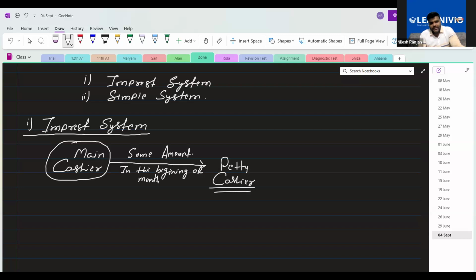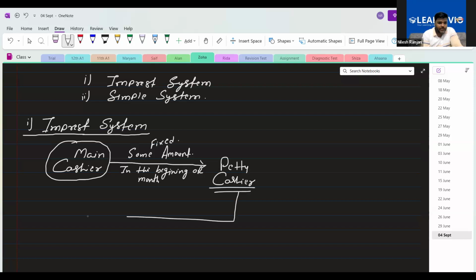That's what I told you in the beginning, that the main cashier has two liabilities, two works: one, to pay all the expenses, and the second, to record all the expenses. So he already has so much work, you can say. He has no time to record all these small transactions. That's why he has an assistant, the petty cashier, to whom he will give some specific fixed amount in the beginning of the month. In the imprest system it is a fixed amount.